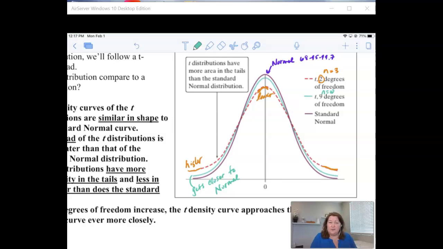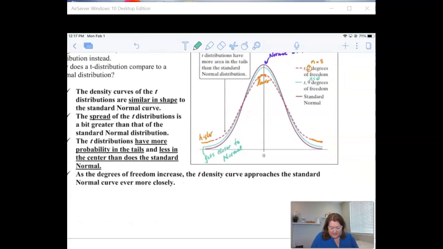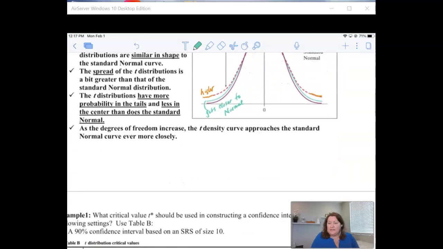If they give it to you for the whole population for whatever reason, then we can do a z-star. If they don't, and they only give a standard deviation of the sample, that's s sub x, then we have to use this new t distribution. That's going to be a little bit higher in the tails, a little bit lower in the middle. Okay, all right. So that means as the degrees of freedom increase, the t density curve approaches the standard normal curve ever more closely, right? Gets closer and closer.